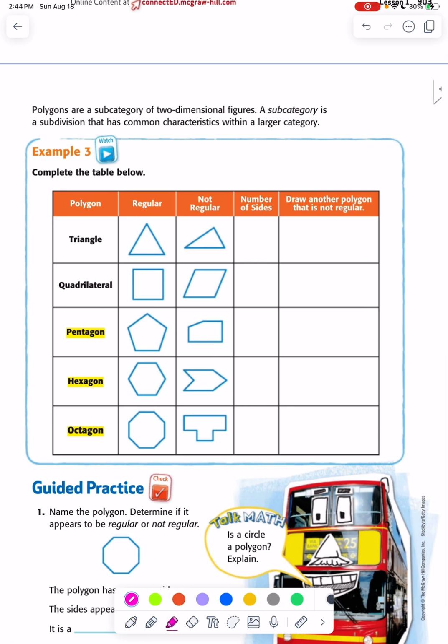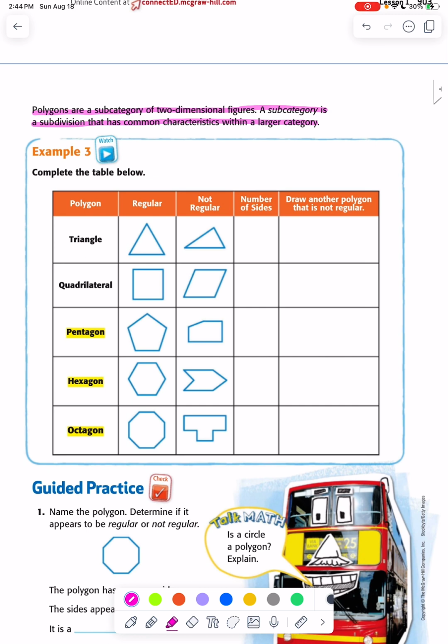Let's take a look at this up here. Let's read it real quick. Polygons are a subcategory of two-dimensional figures, meaning not 3D. A subcategory is a subdivision that has common characteristics within a larger category. All that's saying is that not regular and regular polygons, they're both polygons, okay? All right, so let's explore that a little bit.